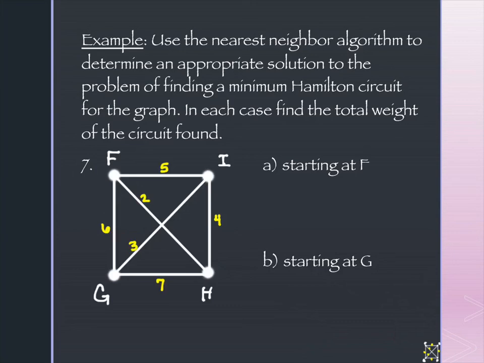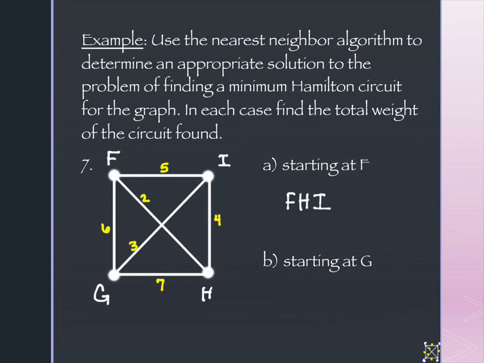So the first one, part A, tells us to start at F. So we start at F, and we're just going to write down, like we did before, the locations. This is F. Where will F go if it's going for the least weight edge? To H. Okay, so after I go from F to H down here, H has 2 options. I can go up to I or I can go over to G. Which one will I choose? I will choose to go to I because it's the smallest.